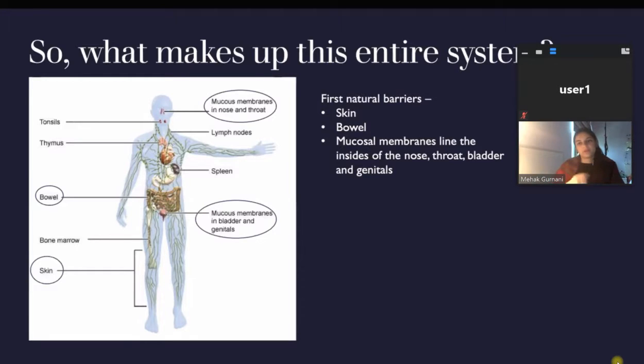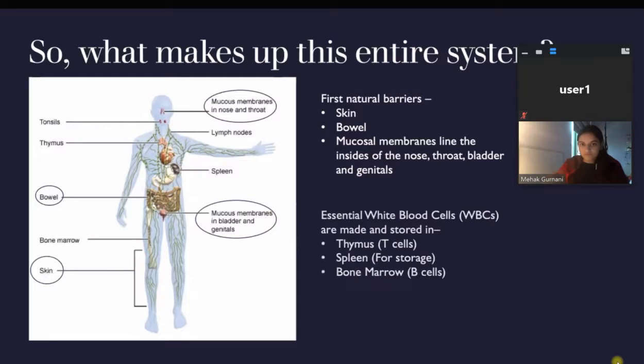So these are just common features. The three main types of natural barriers are skin, the bowel, or the insides of the stomach, and the mucosal membranes. These are basically the inner layers in our body that secrete mucus, and they're found in the nose, throat, bladder, and genitals. We'll explore their functions later on, but these are what we call natural barriers.